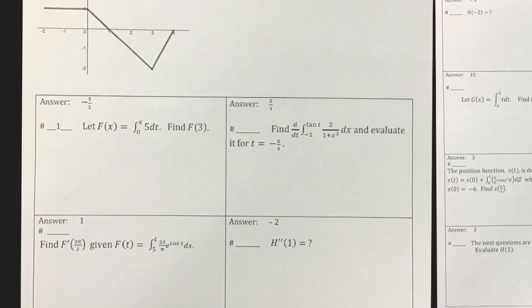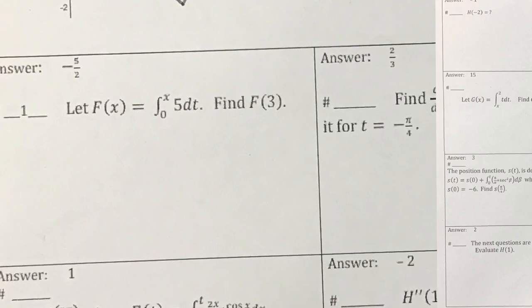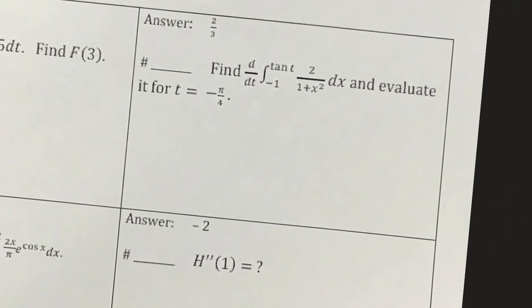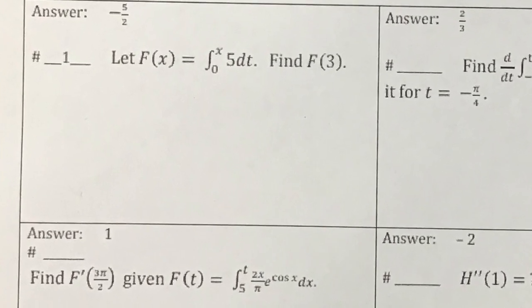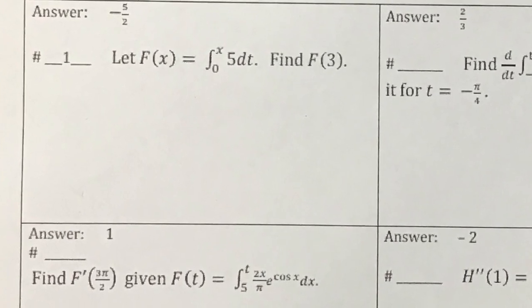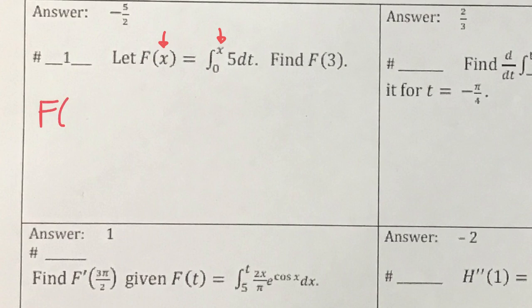So let me make it larger so we can see it. Okay, so capital F is the integral from 0 to x of 5 dt. We want to find F of 3. So they're asking us to replace x with 3 and then figure it out. So we put 3 here, F of 3. We now have the integral from 0 to 3 of 5 dt.